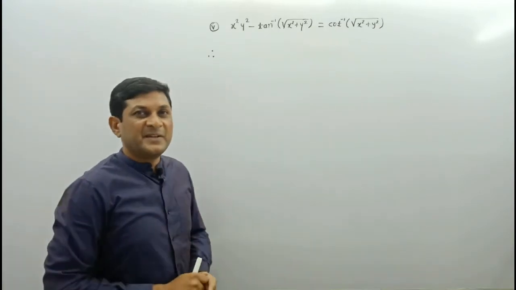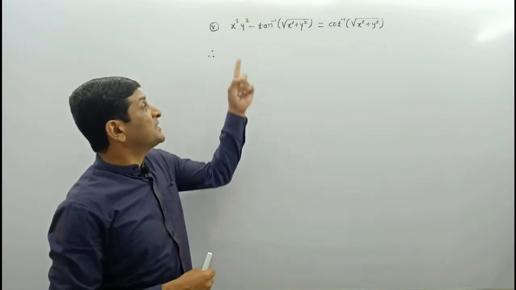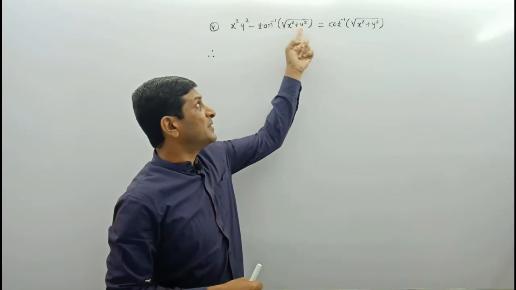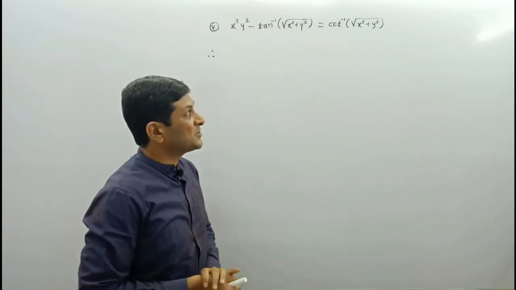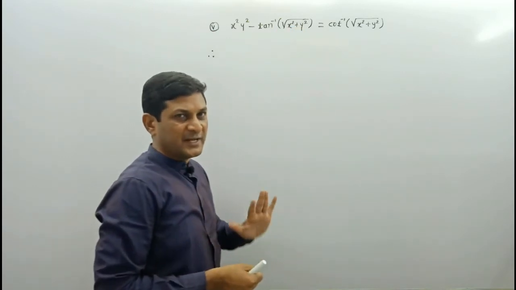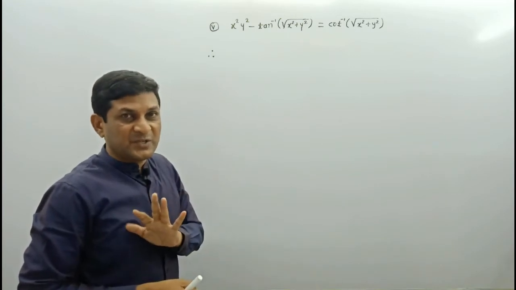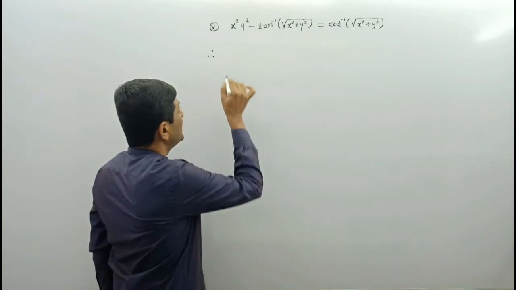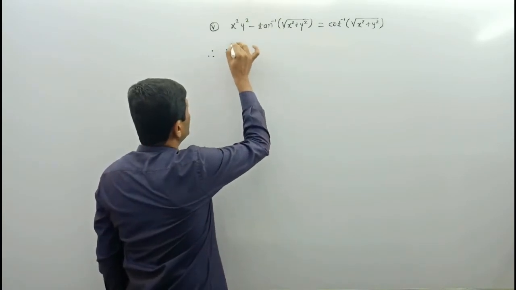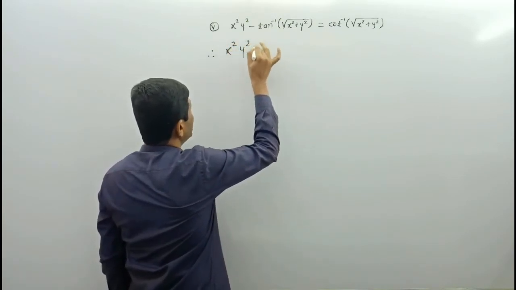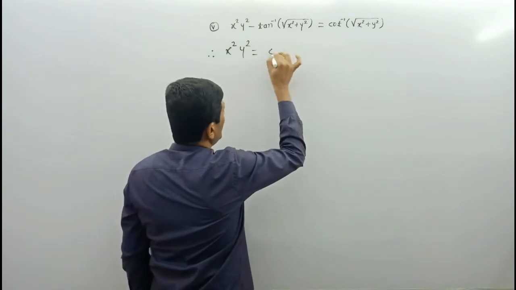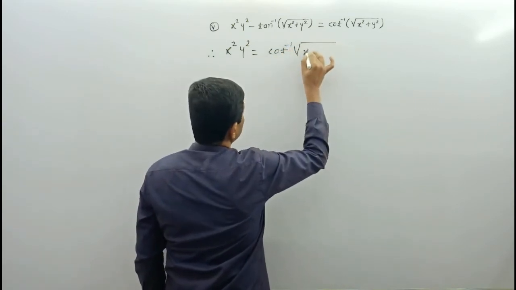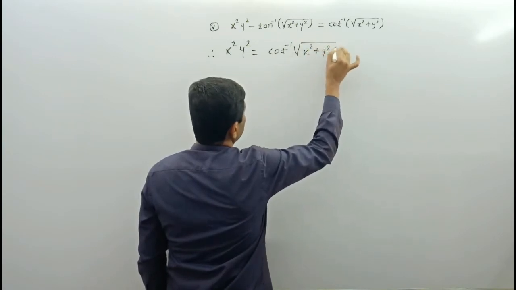Now see the example number 5. In this example, what is the given function? X square into y square minus tan inverse of under root x square plus y square is equal to cot inverse of under root x square plus y square. First we are simplifying this given function, and later on we will differentiate it, because here there is some possibility for simplification. Keep x square into y square as it is. Now on this side, cot inverse of under root x square plus y square, keep it as it is.